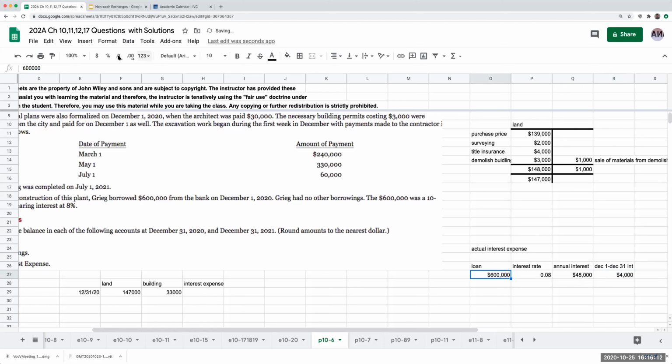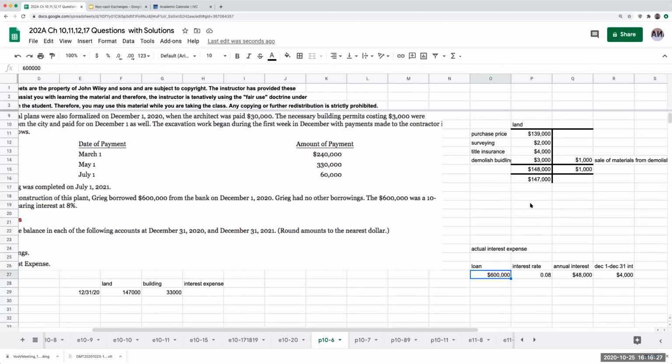Now, but what I do need to figure out is what is my avoidable interest. To figure out my avoidable interest, what I need to do is look at my weighted average costs of construction during the time period.